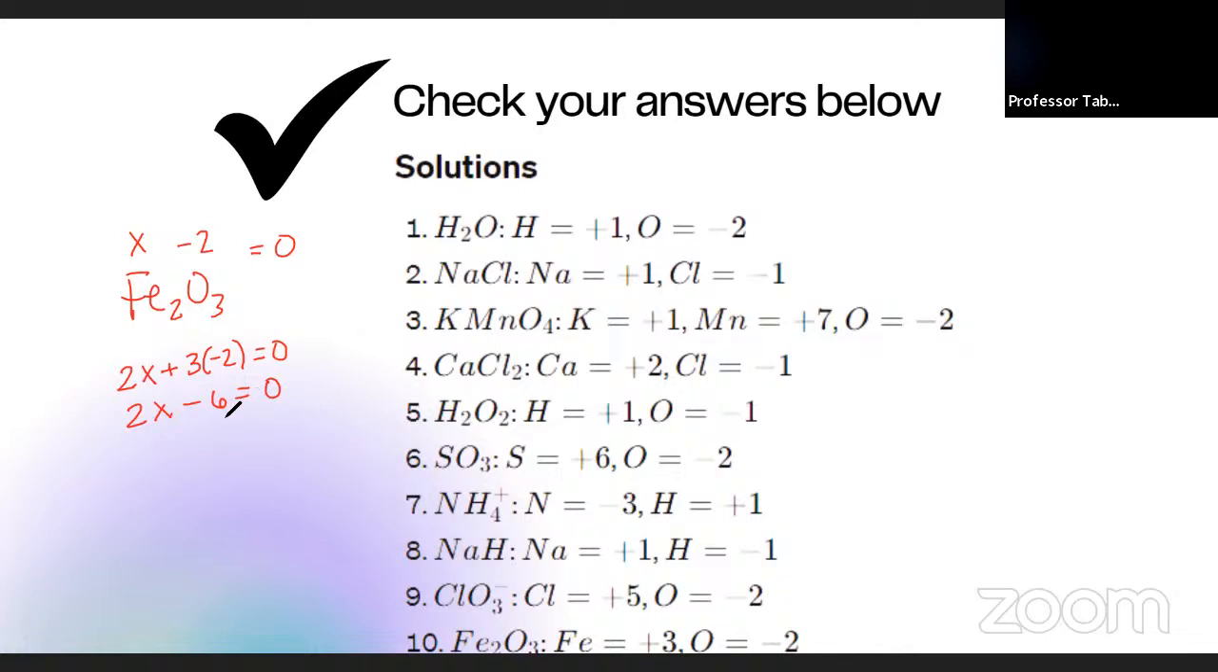Okay? So now you've got to add the 6 to both sides so that the 6's can go away. And you've got 2X equals a positive 6. And divide that by 2 on both sides so that you can figure out what the X is going to be equal to. And 6 divided by 2, of course, is positive 3. So I know that the iron will have a positive 3 charge.